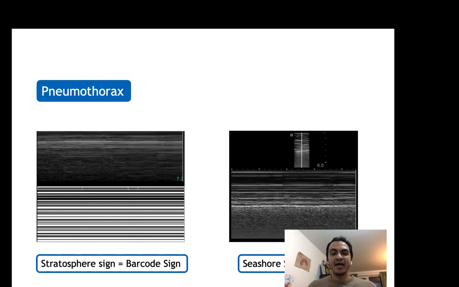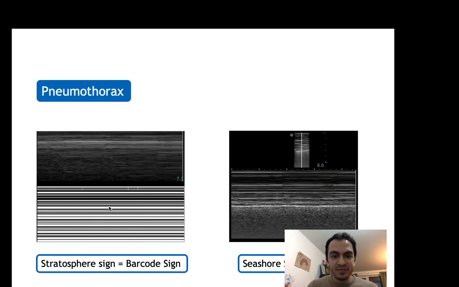So if I lose the lung sliding, and when I suspect pneumothorax, I want to confirm that there is no sliding, because sometimes I might not be able to see sliding. So I have to confirm with M mode. And if I don't see sliding, but I put M mode and I still see the seashore sign, I would be assured that there is no pneumothorax. But if I don't see sliding and put M mode and see this picture, then I would be very suspicious of pneumothorax. And this confirmed the absence of sliding.